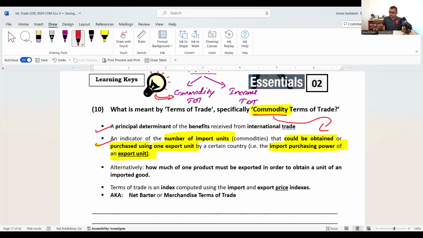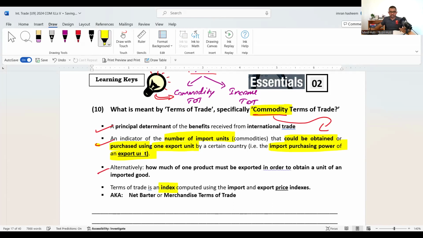Then alternatively, how much of one product must be exported in order to obtain a unit of imported good? But that second point really hits the nail on its head. Commodity terms of trade. Then it says terms of trade is an important index.